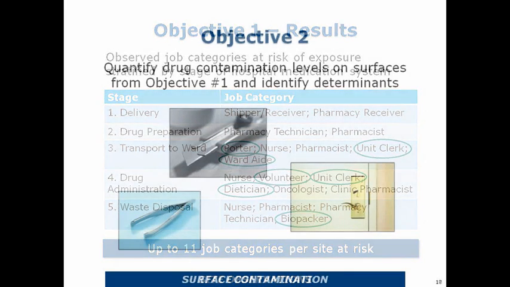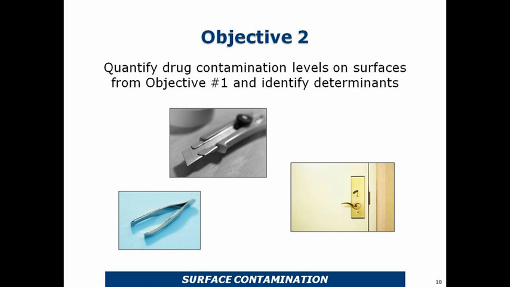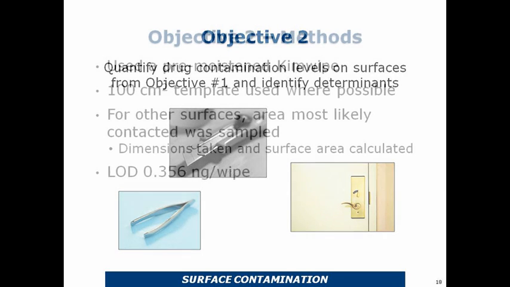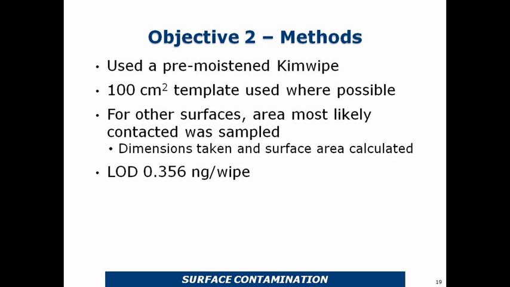So now that we found that there were all these surfaces that were contacted or may have had drug contamination, naturally what you want to do then is to quantify the drug contamination levels. So this is our second objective. What we did here was we used a chem wipe that was pre-moistened with a solvent, and then we had a 10 by 10 centimeter template. Basically that is a plastic template with a flat surface. We would put it down and then we would wipe within that template surface area.